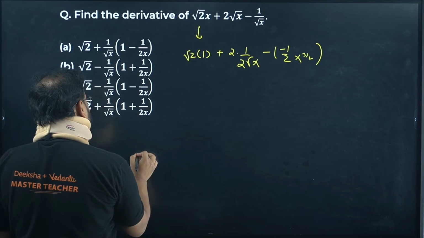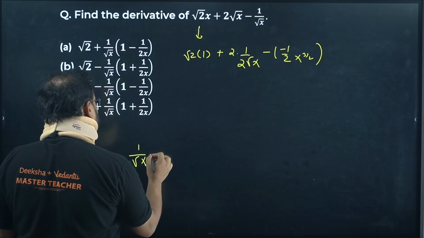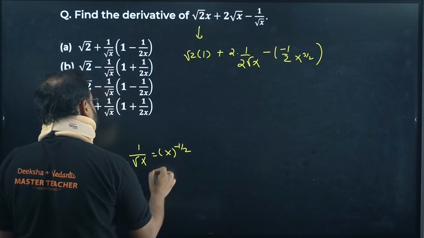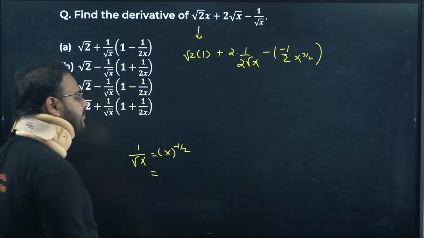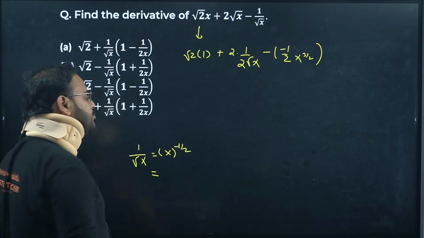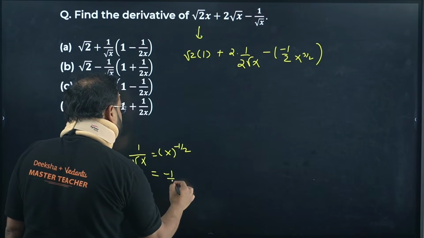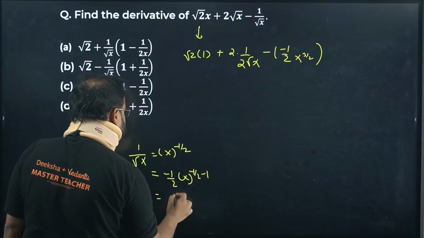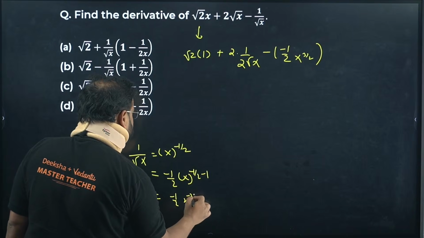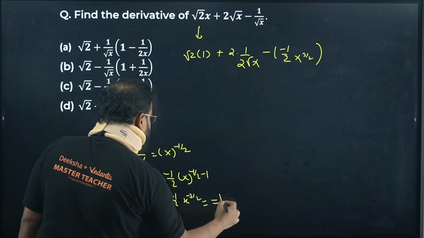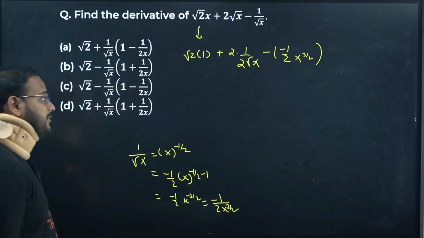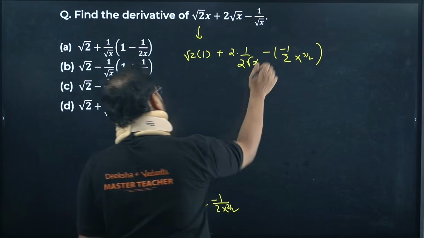Because 1 by root x is nothing but x power minus 1 by 2. Differentiate this with the help of derivative of polynomial function. So the constant minus 1 by 2 will come in front. X power minus 1 by 2 minus 1. That's minus 1 by 2. X power minus 3 by 2. So minus 1 by 2 x power 3 by 2. I wrote the same thing, you can see over here.